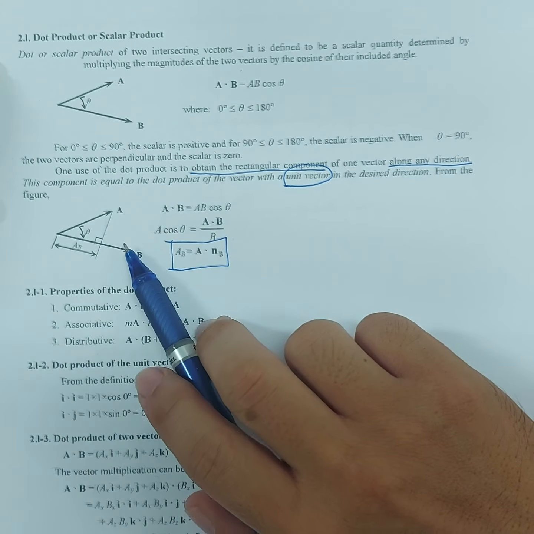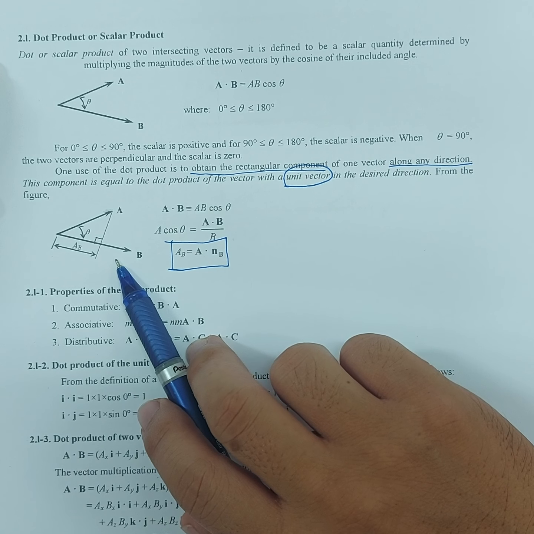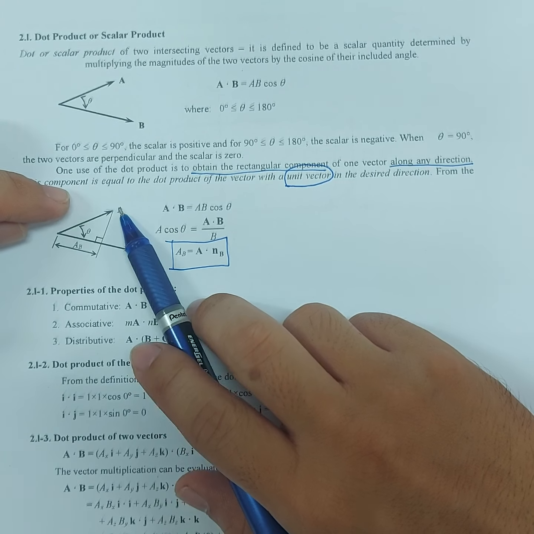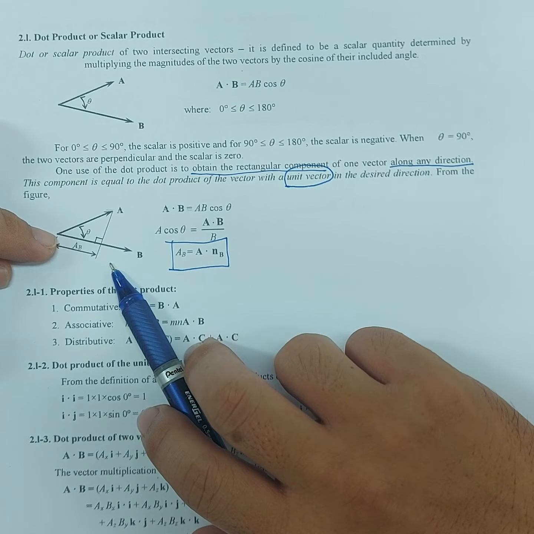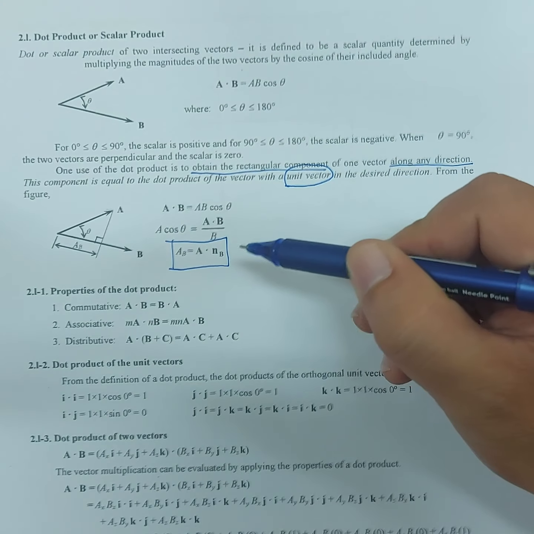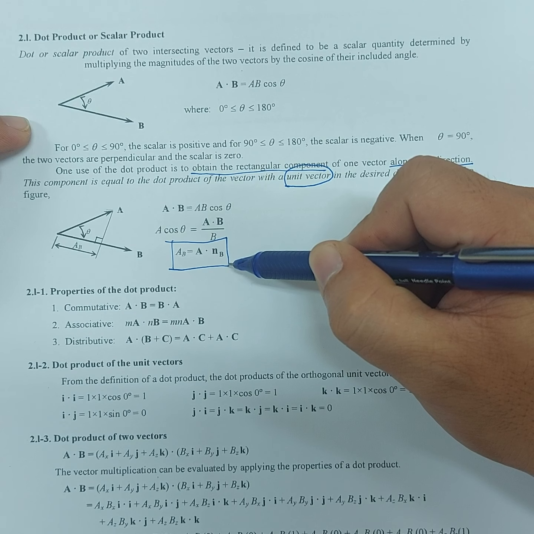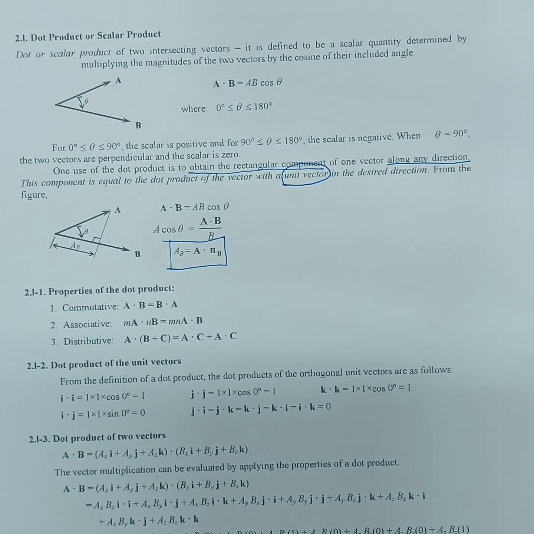So the component of force A along force B: we are trying to solve for the component of force A, or vector A, along the line of action of force B. We simply multiply the magnitude of vector A and the unit vector of vector B. It is that simple. What we need to know is the magnitude and the unit vector of the axis or the vector along which we are solving the component of a certain force or vector.